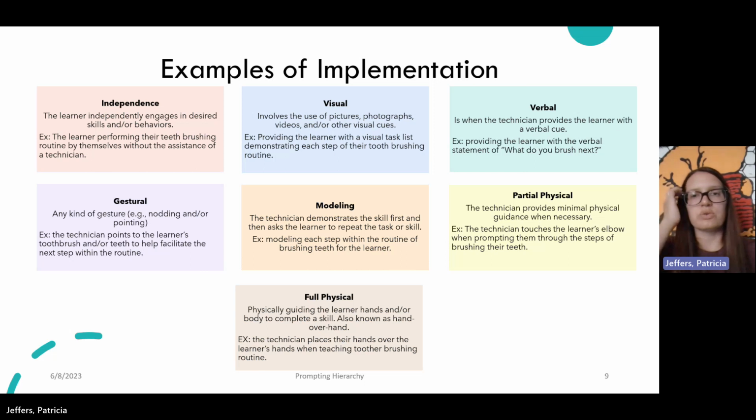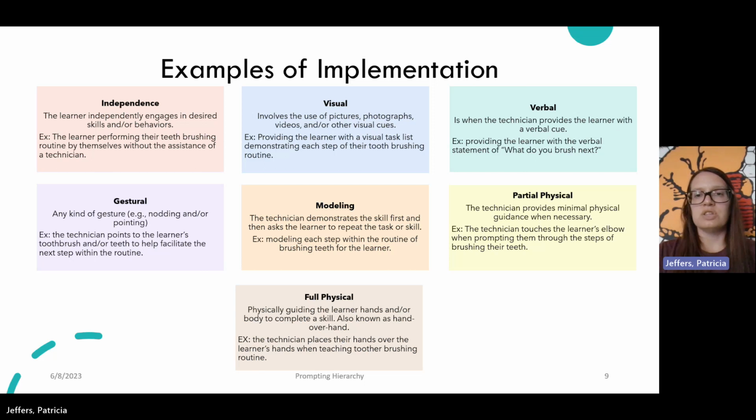Now we are going to go through each prompt level and discuss different ways to implement each prompt step or level when working with your clients. For the purpose of this explanation, we will be walking through the example of teaching a client a toothbrushing routine. So for independence, the learner will independently engage in the desired skill and/or behavior. An example of this would be the learner performing their teeth brushing routine by themselves without the assistance of a technician.